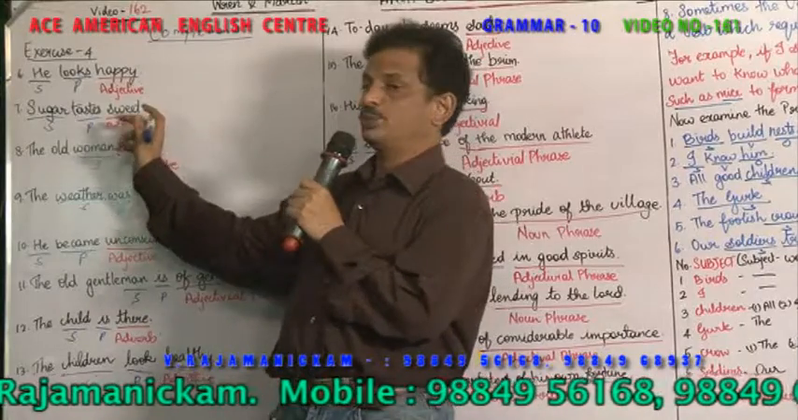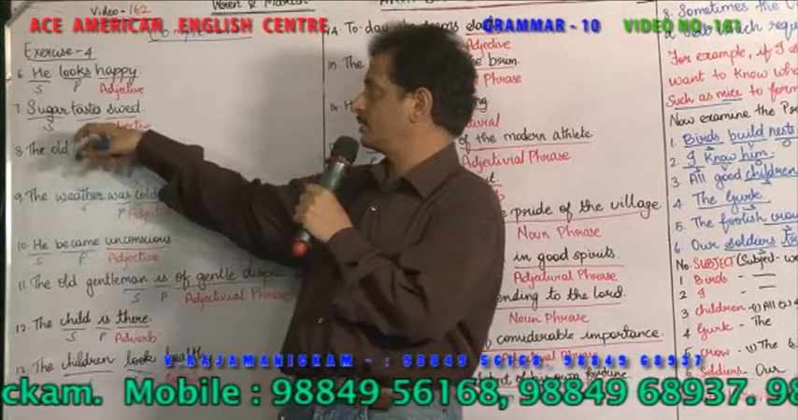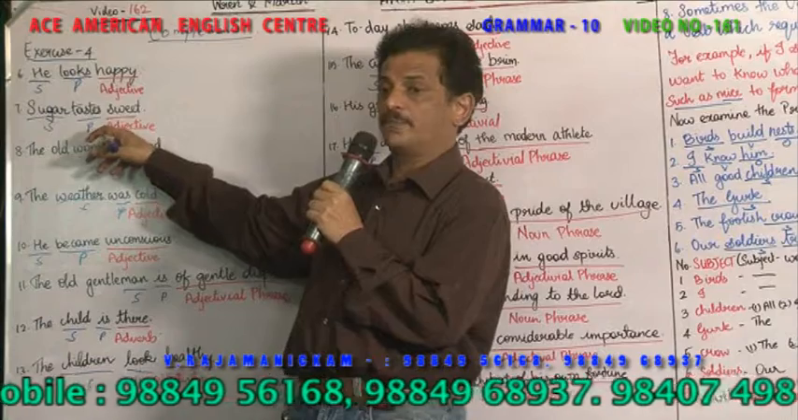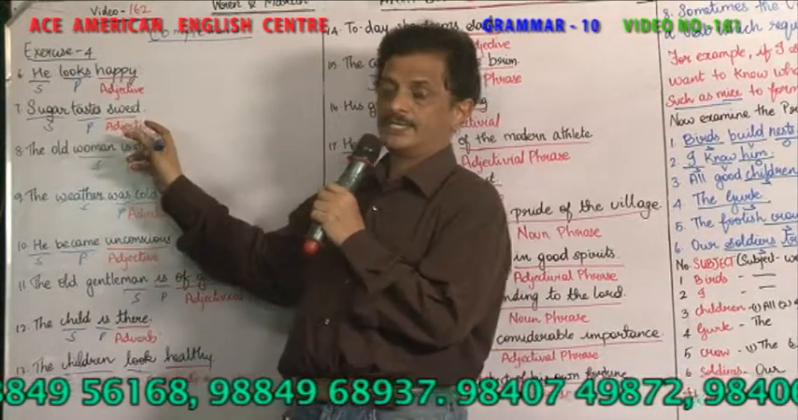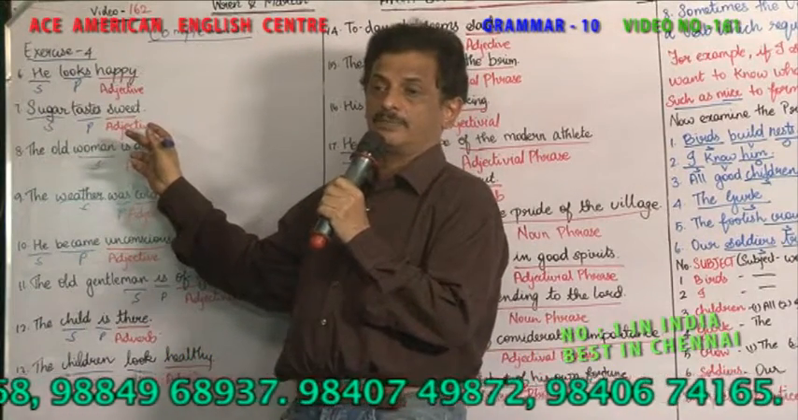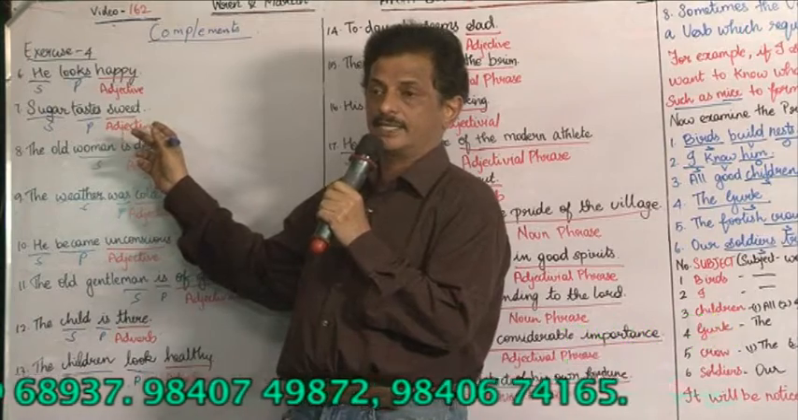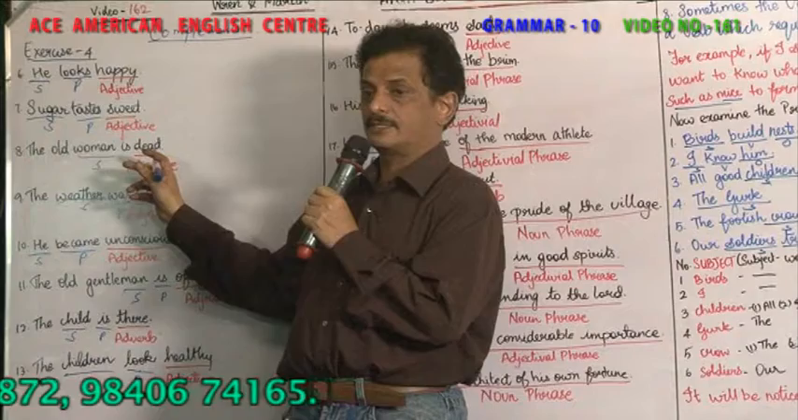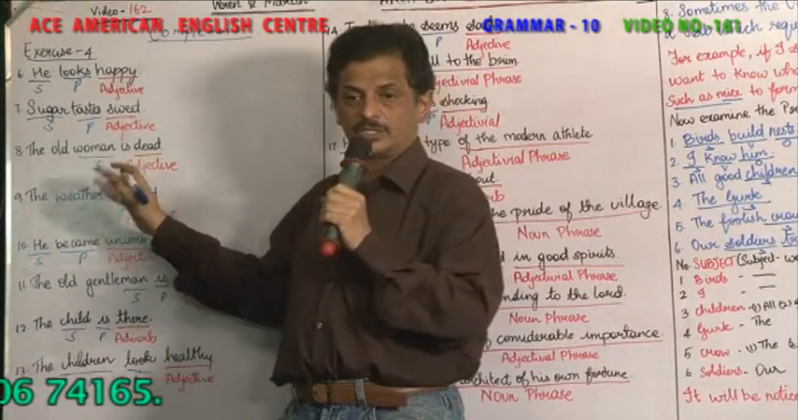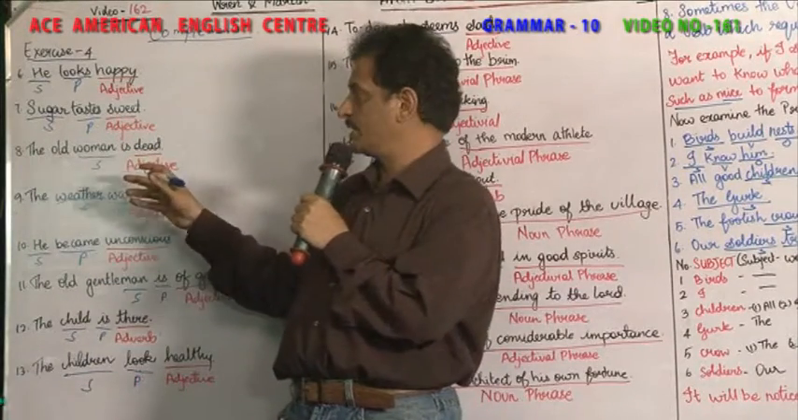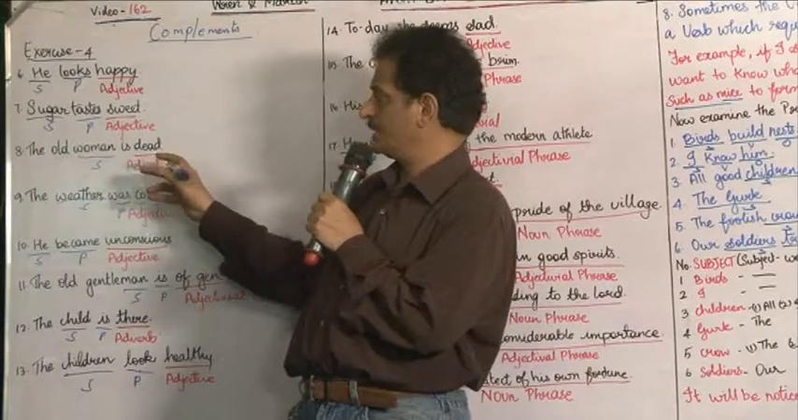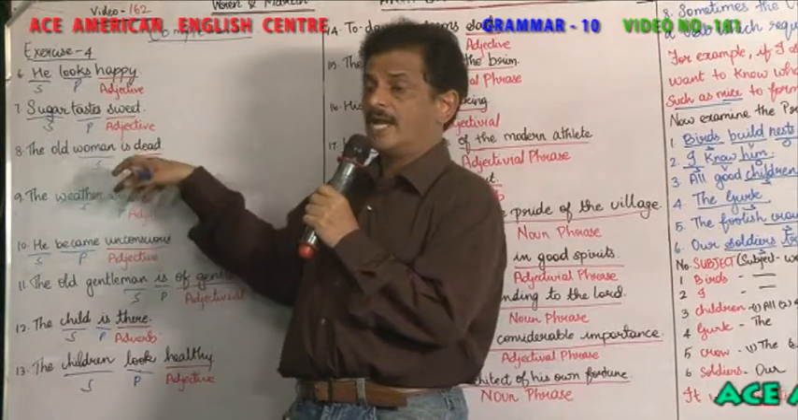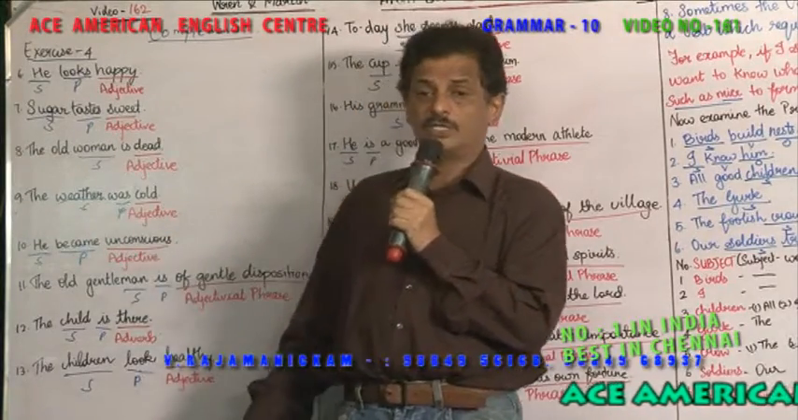Sugar tastes sweet. Sweet and sugar, the quality of sugar. So sugar is the subject, tastes is the predicate or verb, and this complement is the adjective predicative complement. The old woman is dead. The old woman and dead are both the same, right? She is dead, that is a being, what she is now. The woman is the subject, is is the predicative, and dead is the predicative adjective complement.